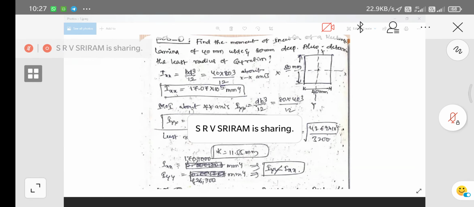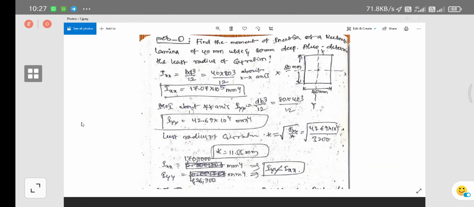See here, I think we have already discussed this one. Today we will solve the total problems that depend upon area moment of inertia, and then go for mass moment of inertia in coming classes. So see here, find the moment of inertia of a rectangular lamina of 40 width and 80 depth. Whatever rectangular geometrical properties are required, length and width, two they have given, no problem.